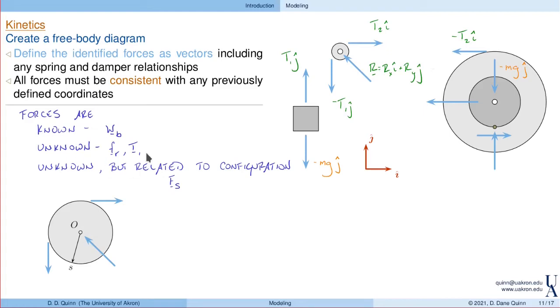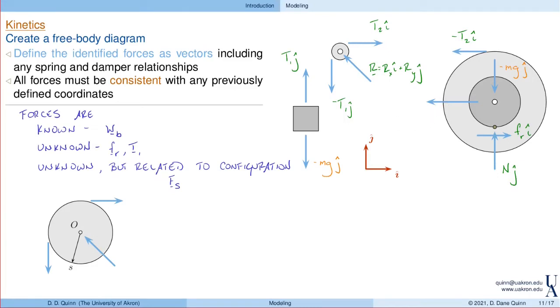And finally, our last two totally unknown forces are the normal force, which I'll write as N in the j direction, and the friction force, which will be Fr in the i direction. Notice that this is a scalar, this was a vector. Finally, we have our spring and damper force.